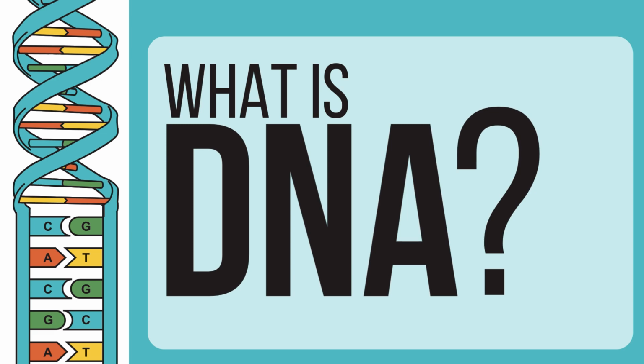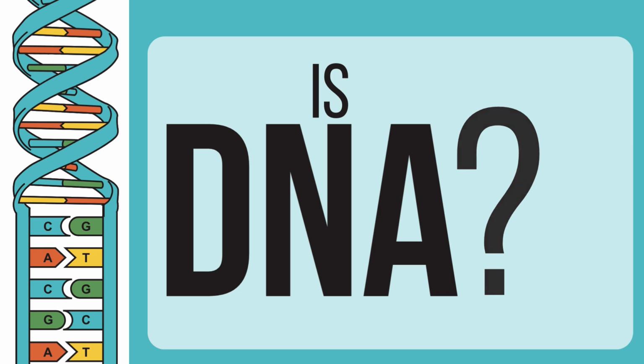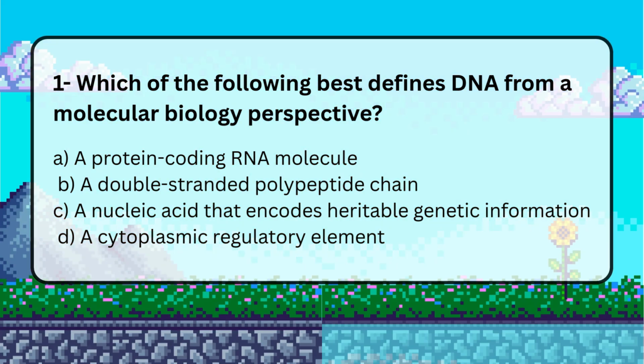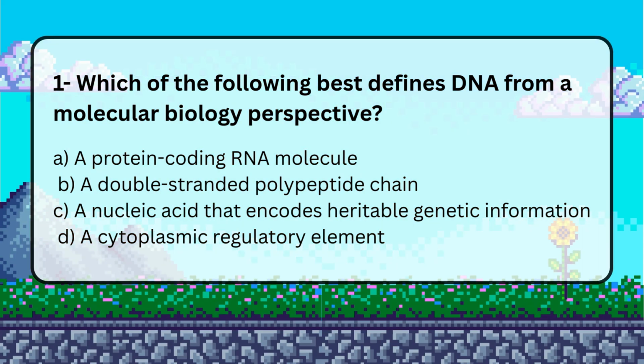DNA, short for deoxyribonucleic acid, is the genetic blueprint for life. It carries the instructions required for the structure, function, and regulation of your cells, tissues, and entire body. Now the MCQ that can be asked: which of the following best defines DNA from a molecular biology perspective? A protein coding RNA molecule. So no, it's not going to make sense because it's a DNA molecule, not an RNA molecule.